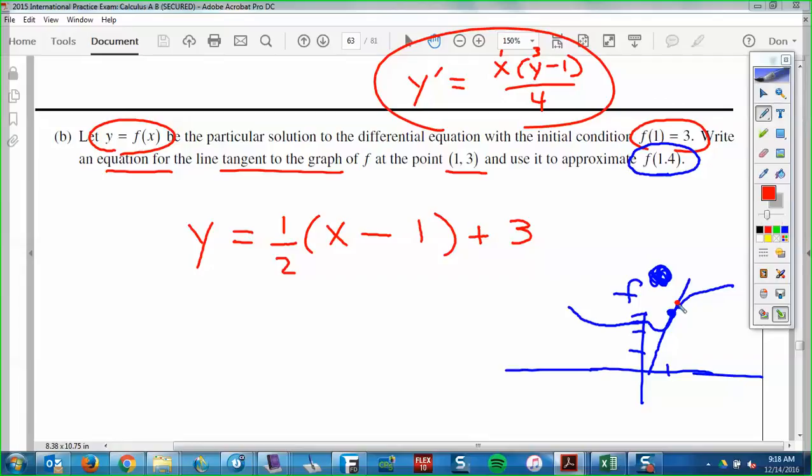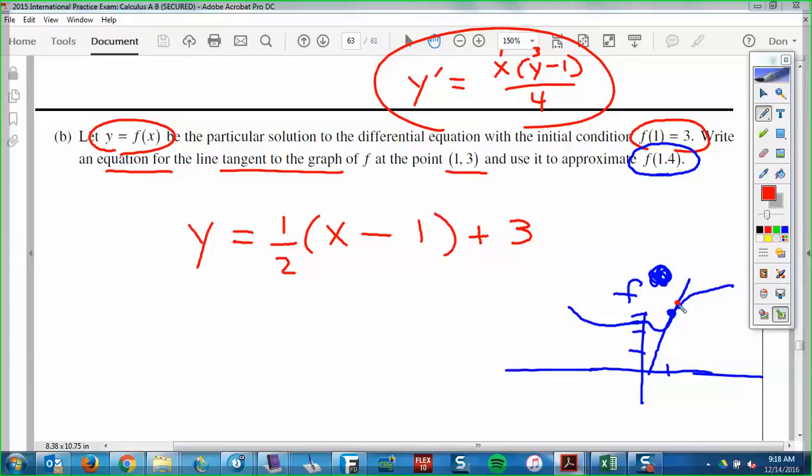When we first talked about locally linear, when we talked about tangent lines, we said that the tangent line touches a curve at one point. But if you just look at a really close area around that point, the line and the curve are pretty much the same thing. That's what this is saying. Use the tangent line to approximate f of 1.4.